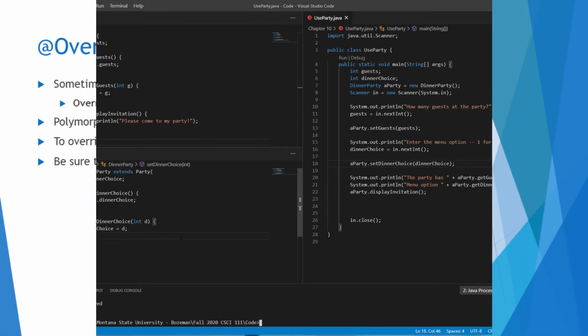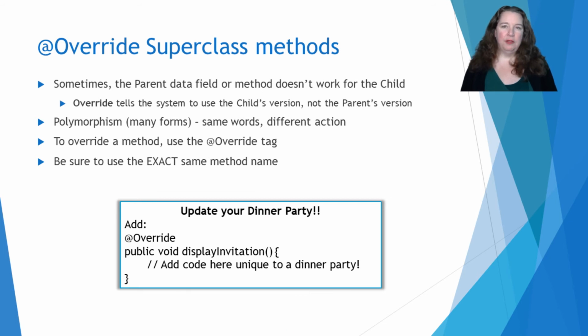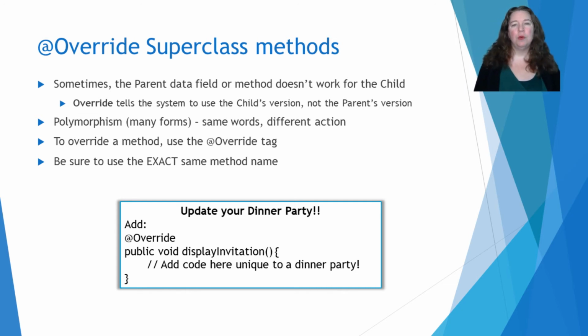We used the method from our SuperClass to display our invitation, but maybe we want to make a different invitation for our dinner class. But we still want to call it display invitation because that's what it does, and we don't want people to get confused as to what they're printing out. So we can do something called overriding a SuperClass method. We are going to use the @override keyword, and we are going to use the exact same header information from our SuperClass, just the code on the inside is going to be different.